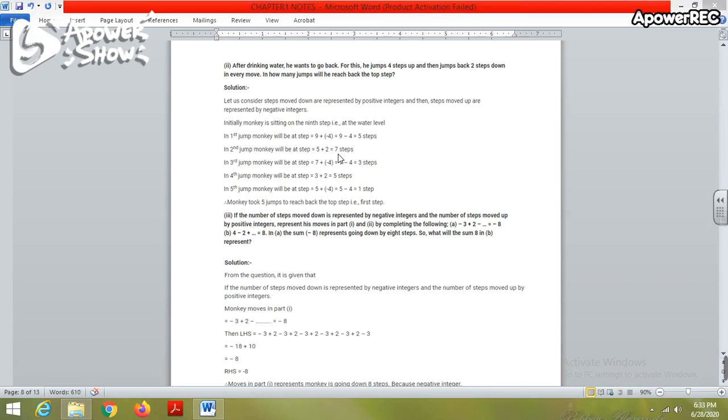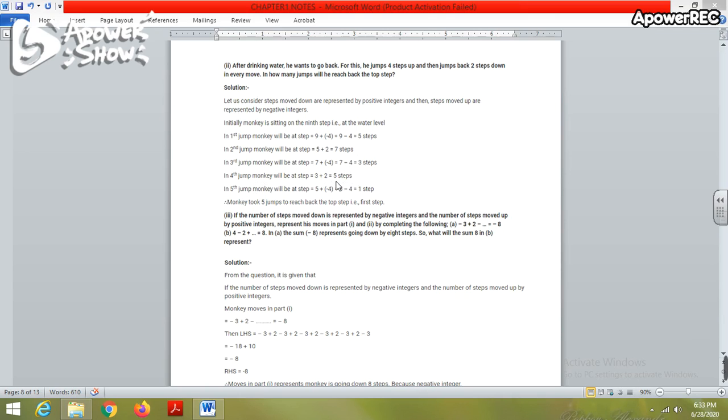Again he is moving 4 steps upward. The upward steps we are subtracting. So 7 minus 4 equals 3. After the third jump, the monkey will be at the third step. Now again downward movement. So 2 steps downward means adding 2 to 3. So 2 plus 3 equals 5. After the fourth jump, the monkey is at the 5th step.